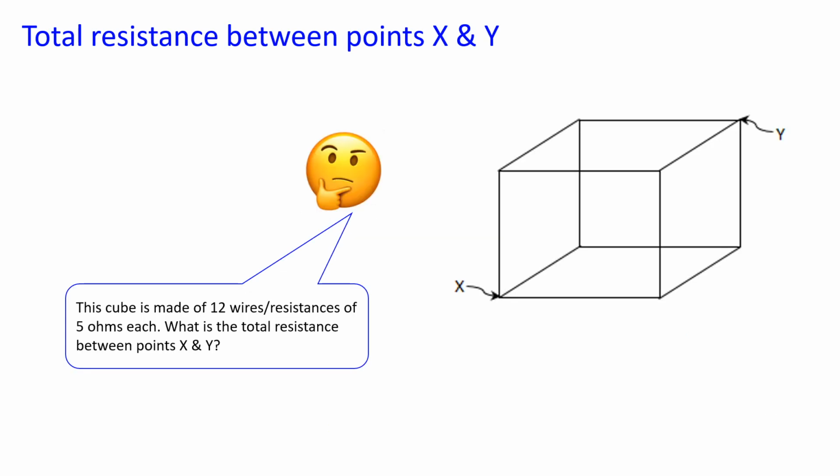Now think of a cube made up of 12 different wires, and each wire has 5 ohms of resistance. They are arranged in the form of a cube, and you have to find the effective resistance between the points X and Y. So this is neither a series connection nor parallel. It is a cube and the currents can flow through various resistances, and you have to calculate the effective resistance between these two points. Think about it, and now let's move on to the next one.